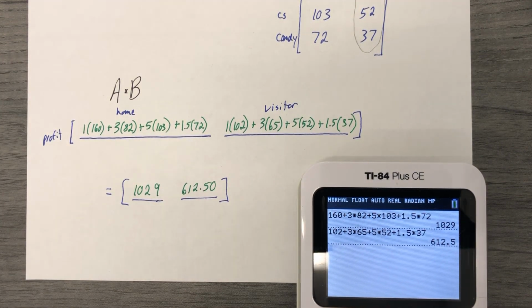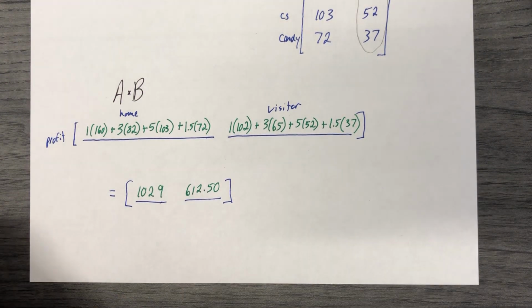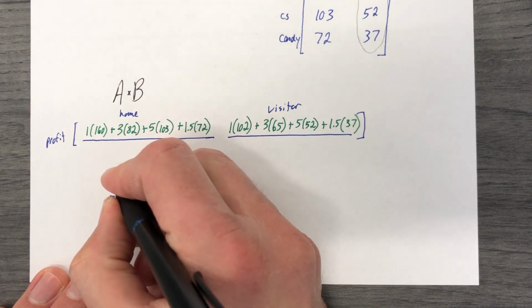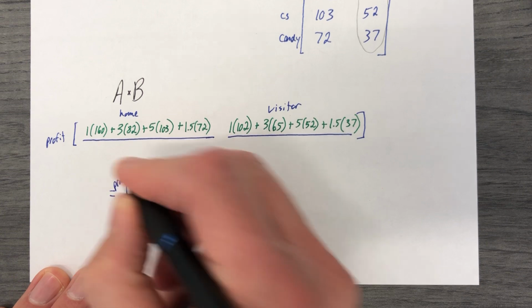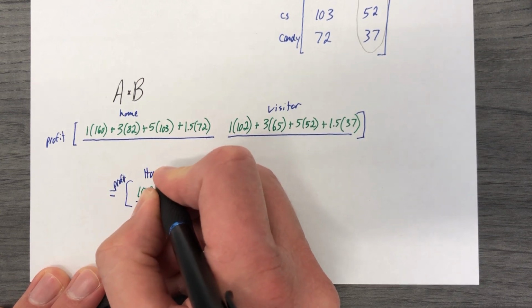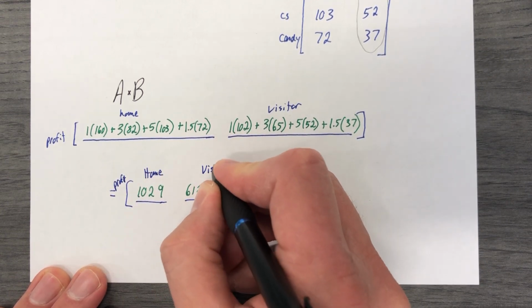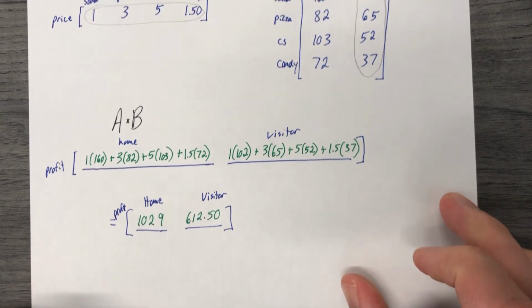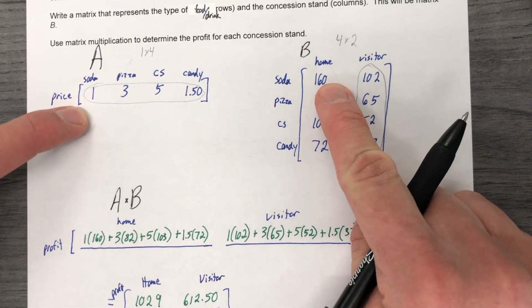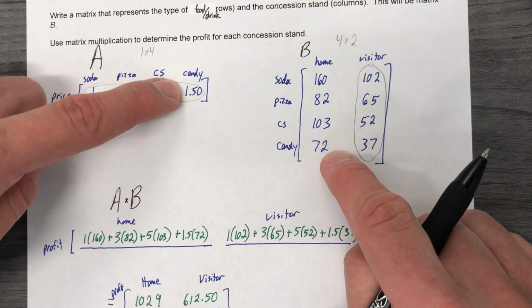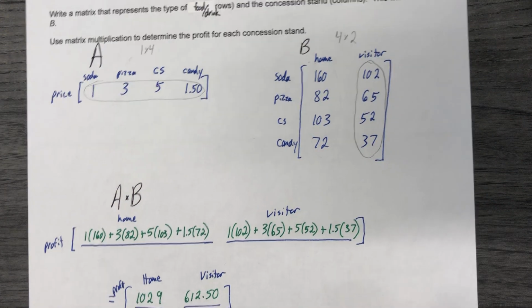Get it? There we go. We know the profit that we made on the home side and the profit that we made on the visitor side by multiplying the price times the quantity and then adding the items together using just the properties of matrix multiplication.